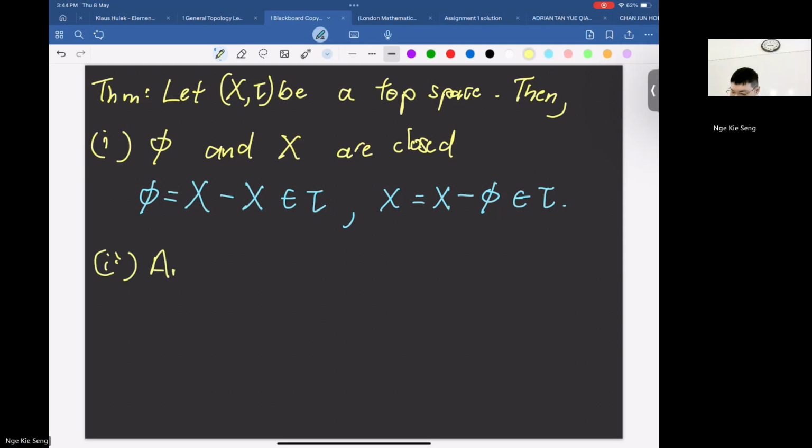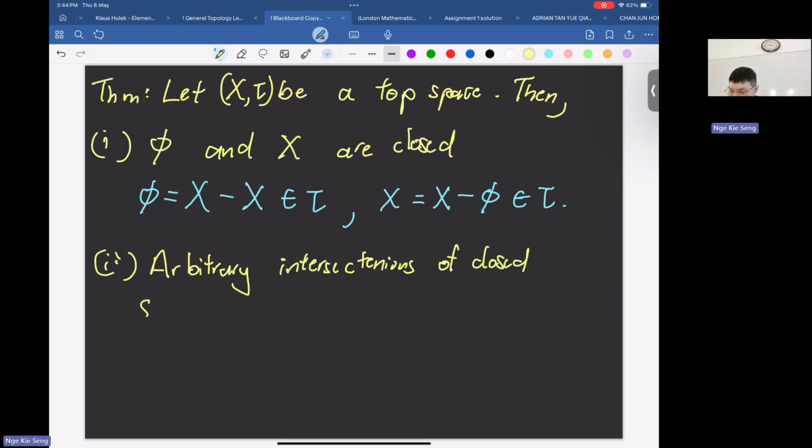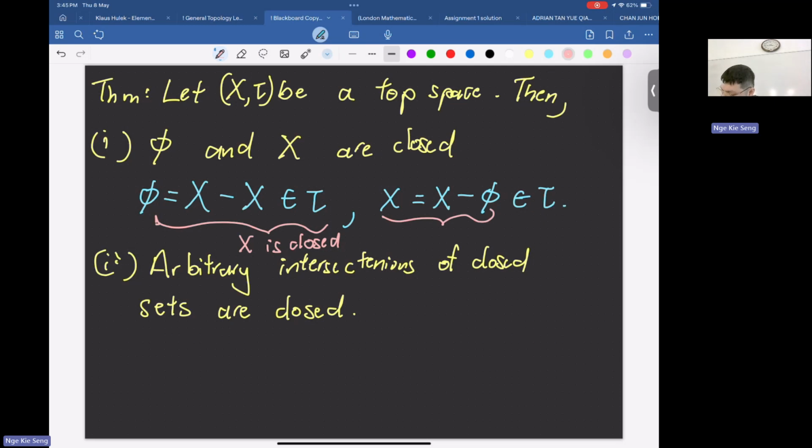Second, arbitrary intersection of closed sets are closed. Hey, by the way, sorry, the first statement here is telling you that X is closed, and the second statement here is telling you that phi is closed. Because we are looking at the complement of X for the first one, and the second one is looking at the complement of P. So please don't confuse them.